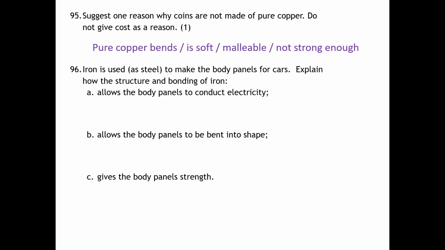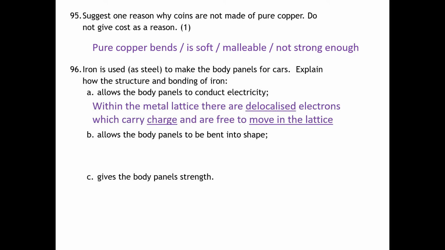Finally, this is an interesting question. You need to relate the particular feature or property to a different aspect of the metallic structure. We're talking here about iron. So, how does the structure and bonding of iron allow body panels to conduct electricity? Well, within the metal lattice, there are delocalized electrons which carry charge and are free to move in the lattice.